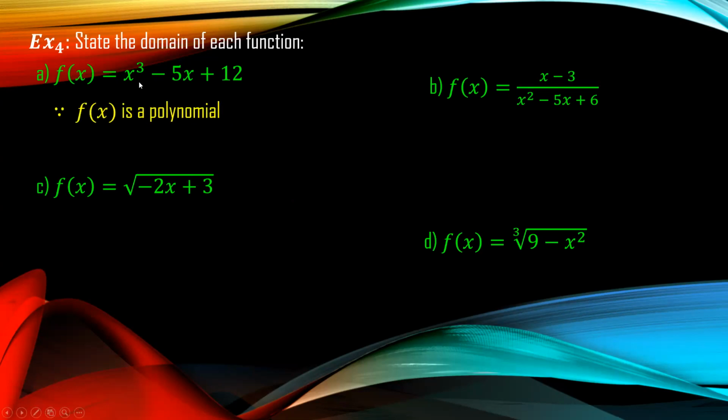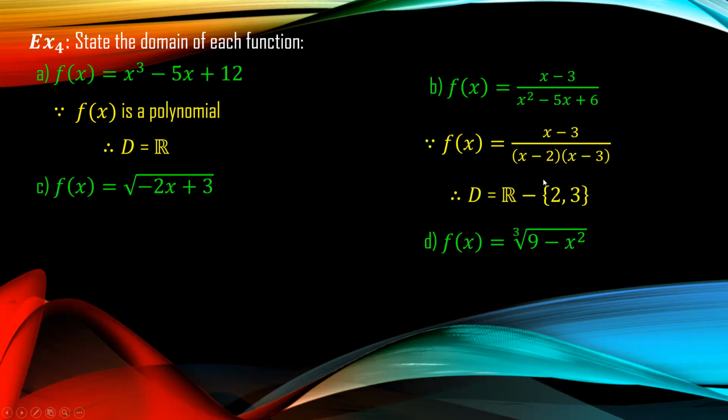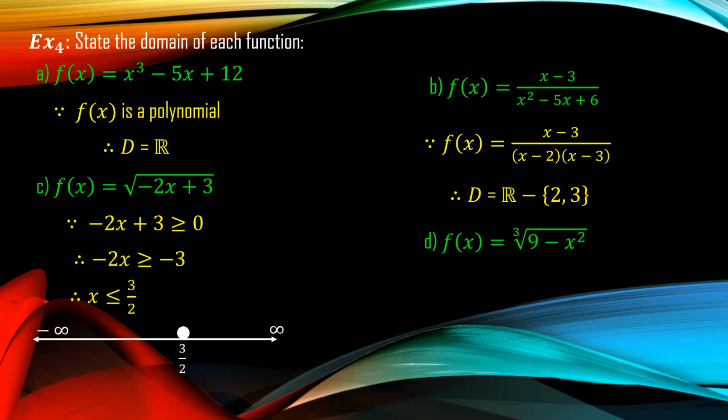The first function, its rule is a polynomial, so its domain is R. The second function is a rational function, so its domain is R minus the set of zeros of the denominator, R minus the set {2, 3}. Here the index of the root is even, so the domain is the values of x that make -2x plus 3 greater than or equal to 0. So -2x is greater than or equal to -3, x is less than or equal to 3 over 2. So its domain is the semi-open interval (-infinity, 3/2]. For the last one, the index here is odd, so the domain is R.